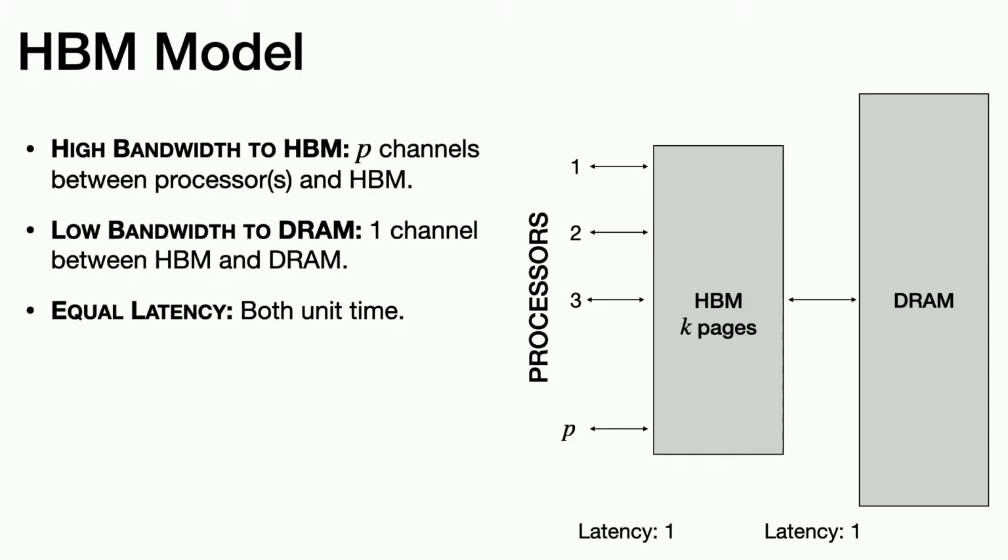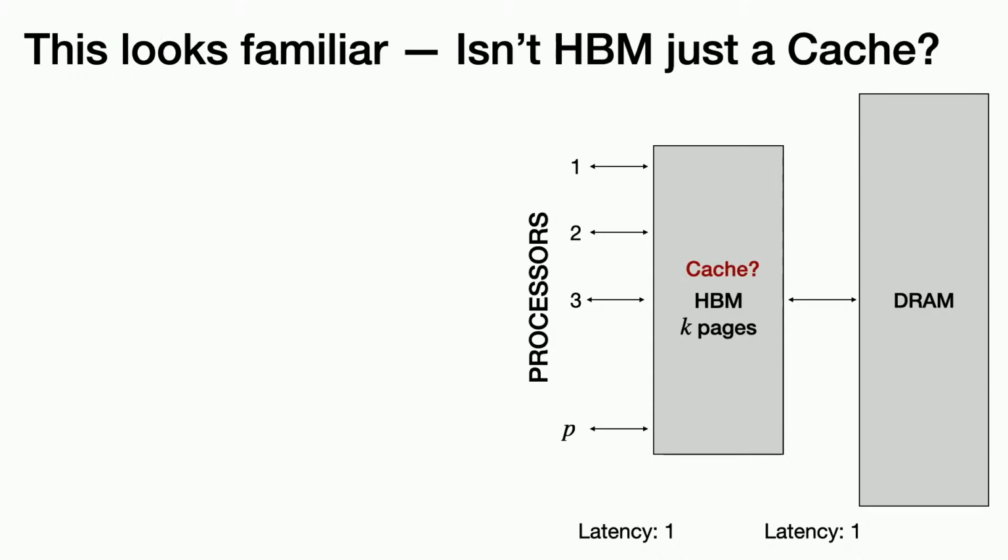Both have approximately the same latency, so we're going to assume that the latency on these channels and on those channels is 1. And there's limited capacity: HBM has K pages, so it can only hold K pages. This looks familiar if you've worked on caches in the external memory model. Can I just think of this as a cache?